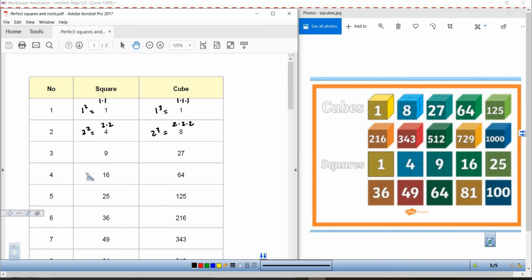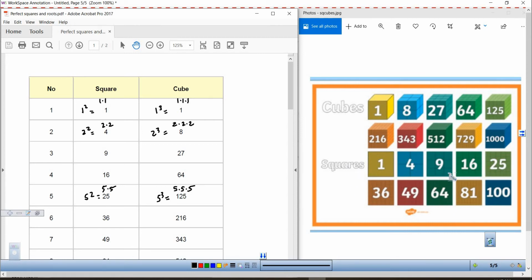We'll see. All right, so if we go down here to 5, 5 squared is 25 because 5 times 5 is 25. And 5 cubed is 125 because it's 5 times 5 times 5. Now, why the name square and why the name cube? Well, that's why I have this diagram over here.